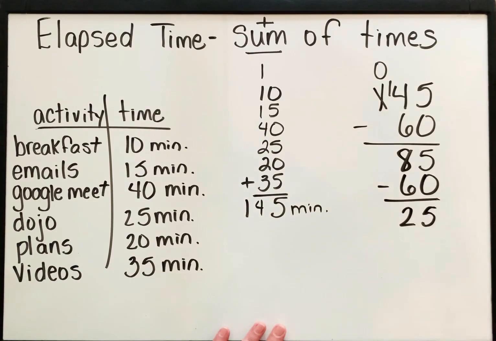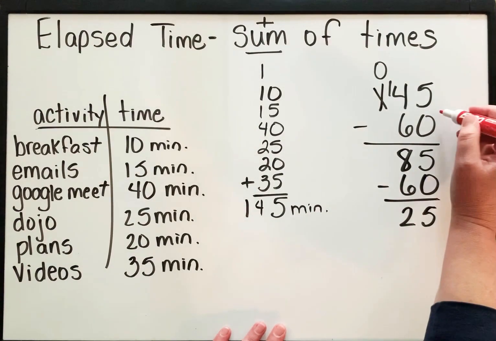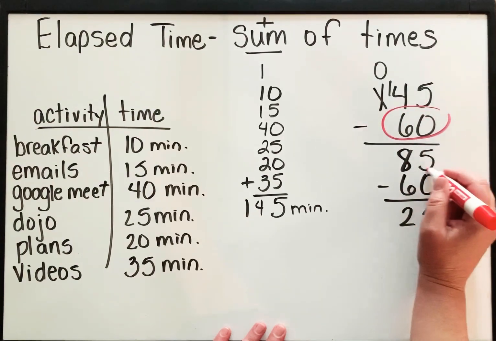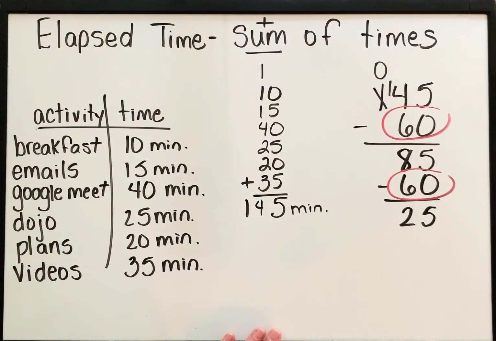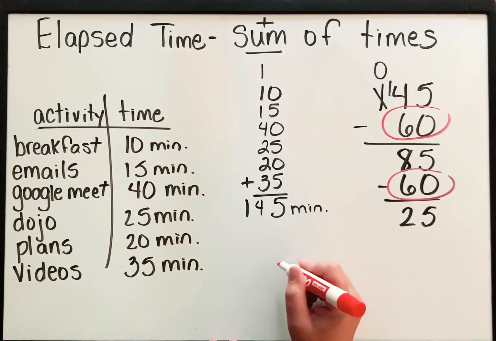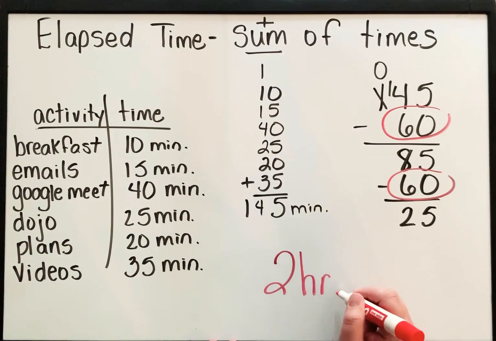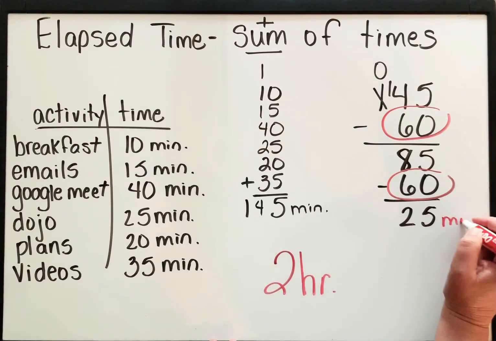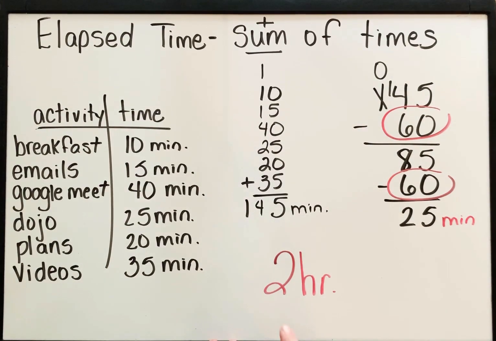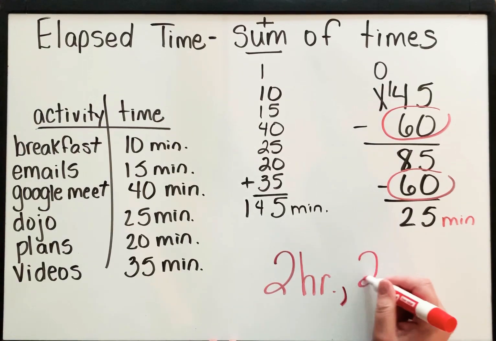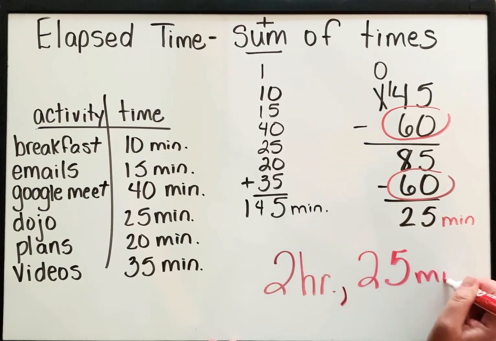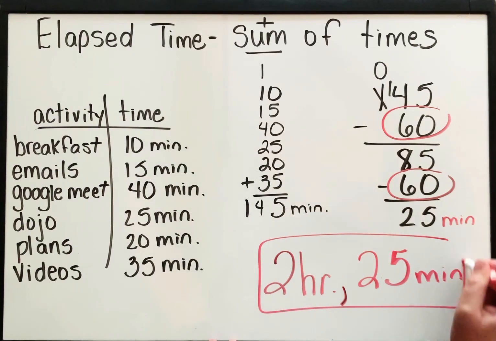So what I like to do is I like to go back and I like to circle those 60 minutes because that represents 1 whole hour. And as you can see, I pulled out 2 hours. And then we had 25 minutes left. So to show that, I'm gonna write my 2 hours, and then to separate my hours from my minutes, I'm going to put a comma down. So 2 hours and 25 minutes is the total amount of time that I spent this morning doing some activities.